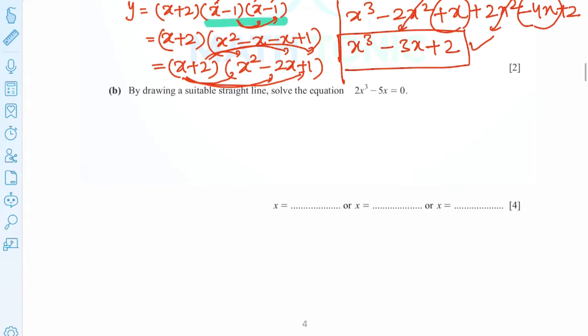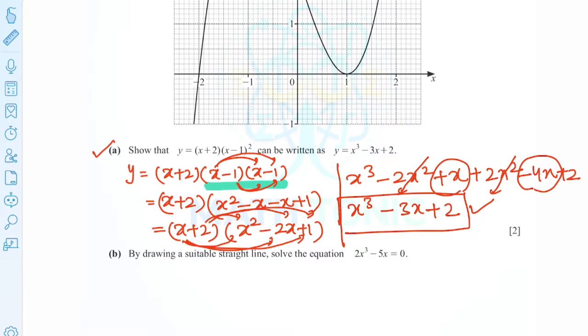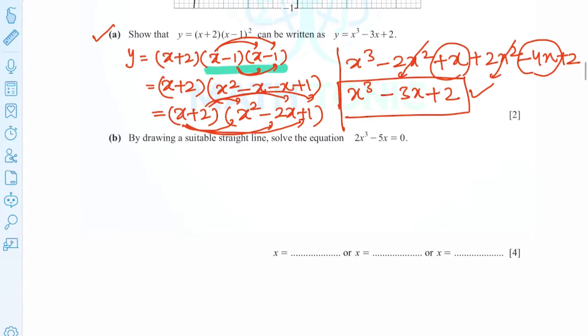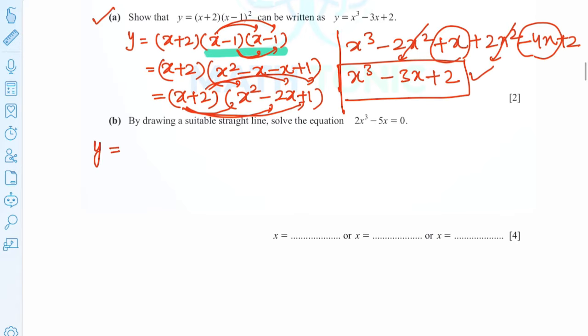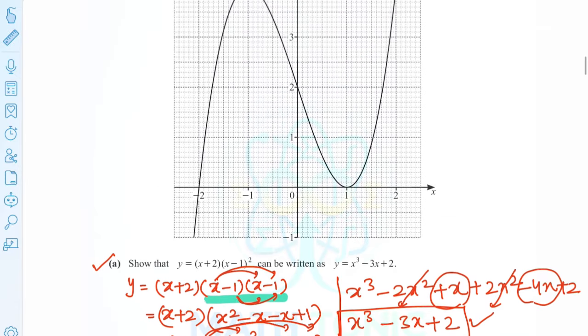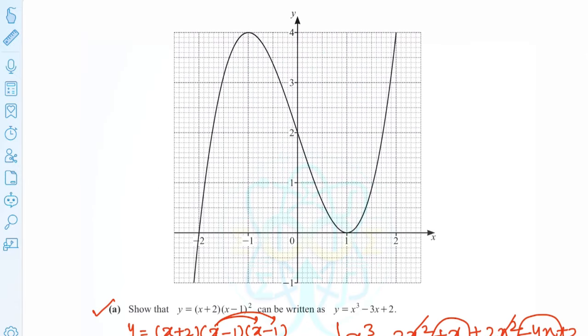Now the next question is: given that, by drawing a suitable straight line, solve this equals to 0. Yes, this is a tricky question. Okay, how do we do this? Okay, sorry. So now what to do? The curve is already given to me. This is y equals x cube minus 3x plus 2. See, the graph is given, and the question is that we have to draw a suitable straight line and solve this equation.